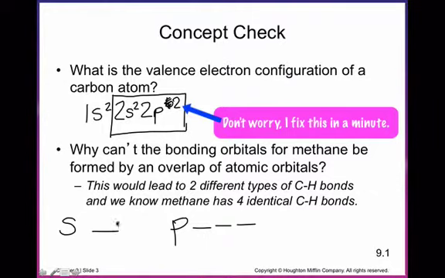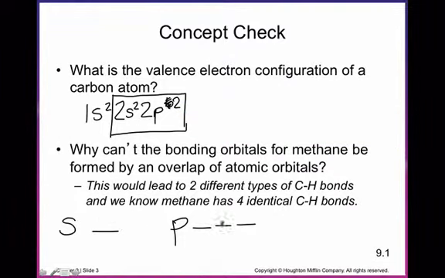So what we would see is that if we're taking all of these orbitals right here and we're just letting them overlap, we have 2 different types. We have s's and we have p's. But instead what we know is that each of those bonds in methane from the carbon to the hydrogens are identical. And if they looked like this, we would not have identical bonds.